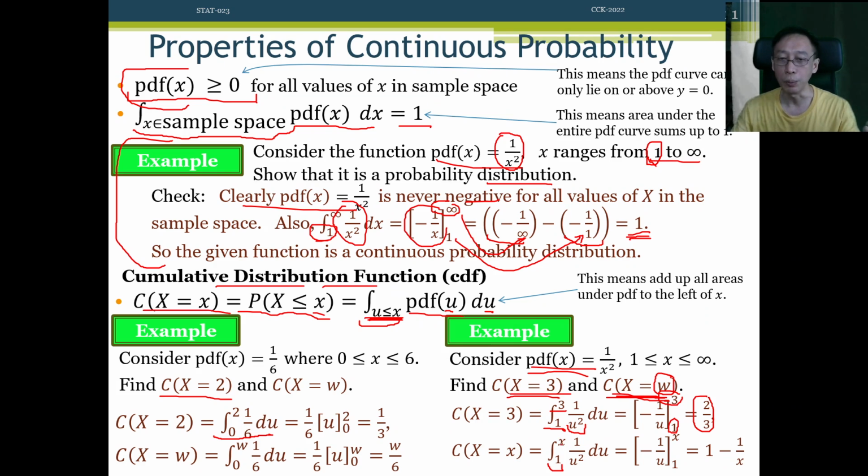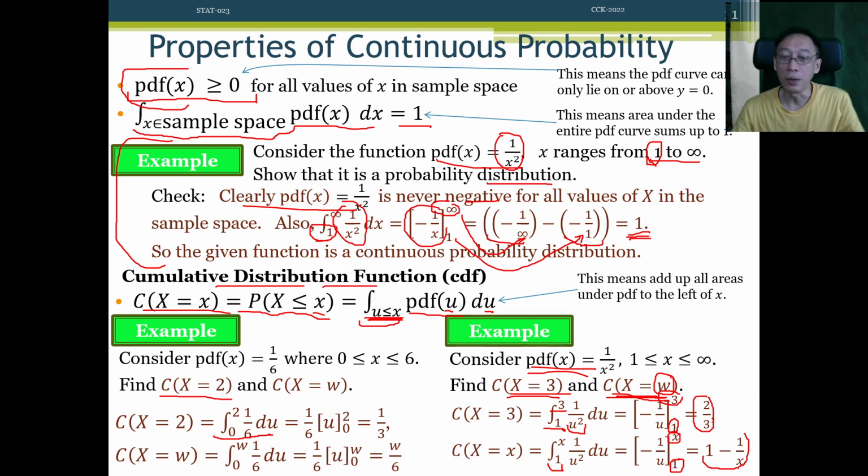So we put it as x, 1 over u squared du, and the integrated form of 1 over u squared is minus 1 over u, going from 1 to x. Then we use the same thing again: minus 1 over u, minus another copy of minus 1 over u, where we substitute u in the first copy with x, and u in the second copy with 1. After simplifying the terms, you will get 1 minus 1 over x, or 1 minus 1 over w.